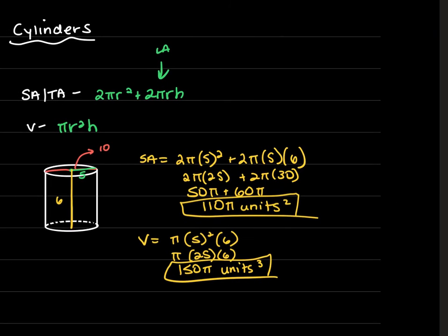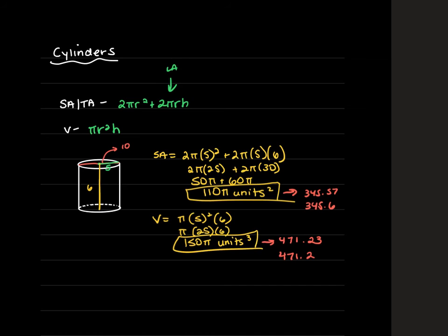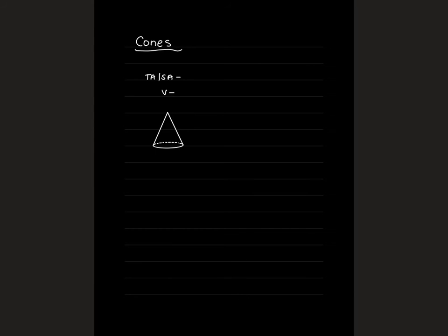If it actually asked you to use pi on your calculator and then round it, 110 times pi would be 345.57, so it would be 345.6 if it was to the nearest tenth. 150 times pi would be 471.23, or 471.2 if it was rounded to the nearest tenth. That's cylinders.